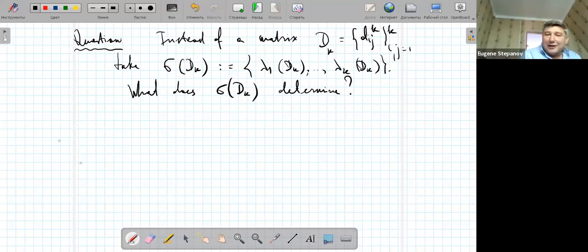But the question is quite interesting in itself. What can you determine from the spectrum, or for instance, just from the first eigenvalue? What can you determine? What can you know from this? But now let me say something.